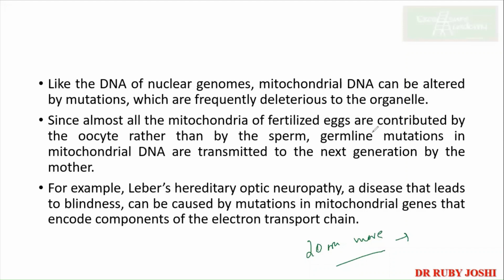Are you getting my point? I'm not able to explain properly. Let me try once again. See, it is a mutation in the mitochondrial DNA, but when the child is born, the child is normal. As soon as the person crosses 20 years of age, and if he does something, there is a trigger.